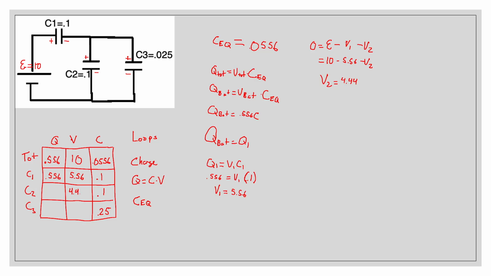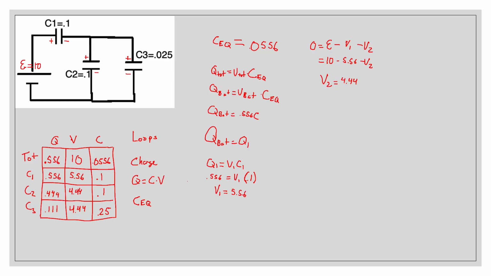And then, not surprisingly, if you remember, that's also going to be true for V3. Okay, now I can do the last bits here, right? I can find Q. So this is going to be 0.444. This one's going to be 0.111, right?